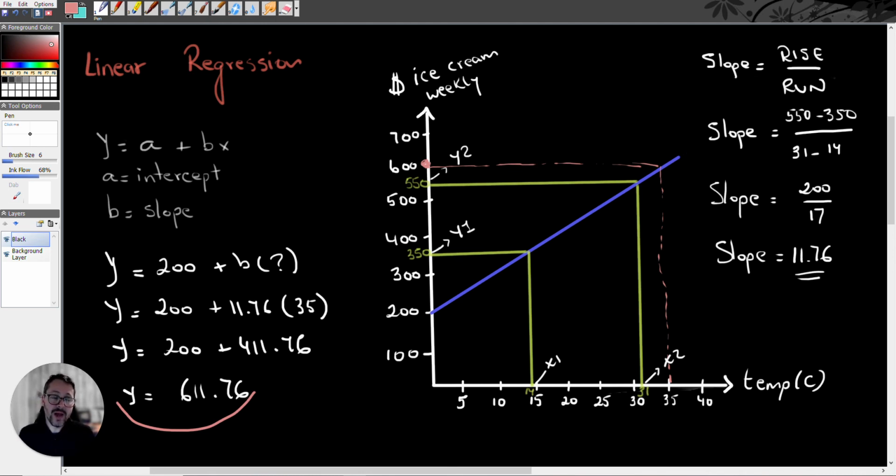So that's how you apply the equation, that's how we use it for prediction of y or response values based on your x independent values.